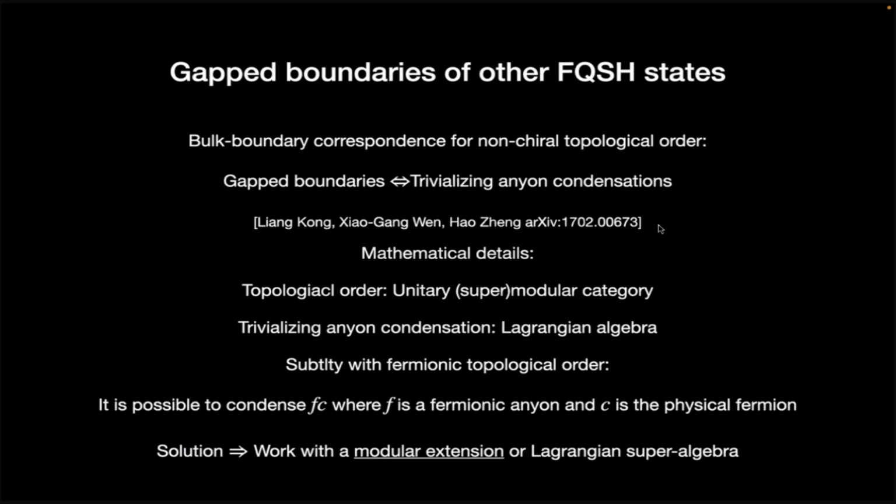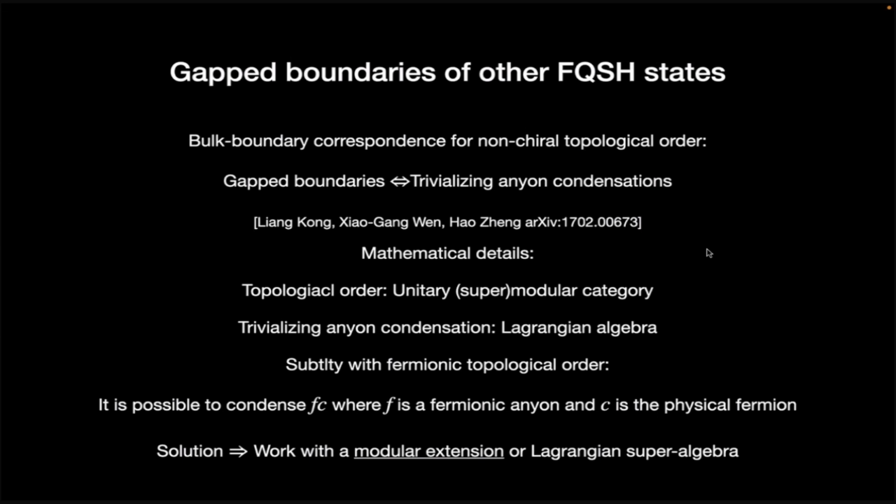For non-chiral topological orders, it is possible to have gap boundaries, and the gap boundaries are in one-to-one correspondence with trivializing anyon condensations, a fact proven by Liang Kong, Xiaogang Wen, and Hao Zheng in this work. Here are some mathematical details. A topological order is described by a unitary modular category, or in the case of a fermionic topological order, by a unitary supermodular category.